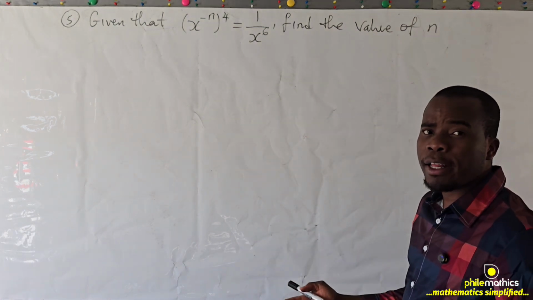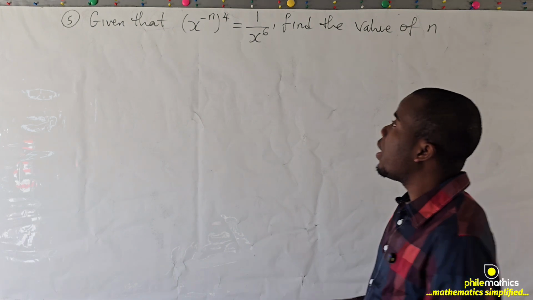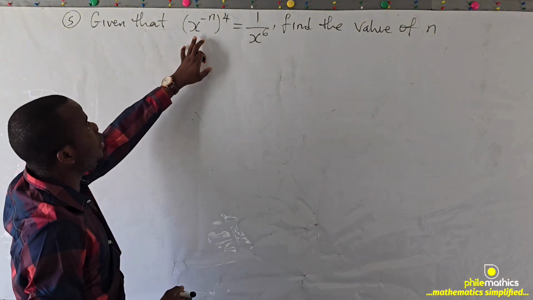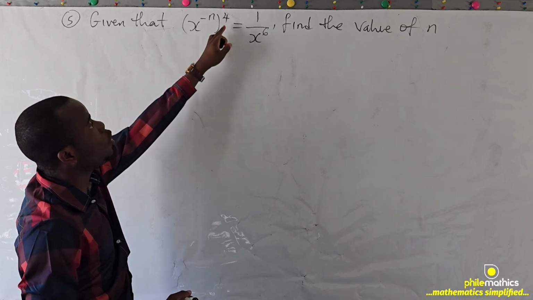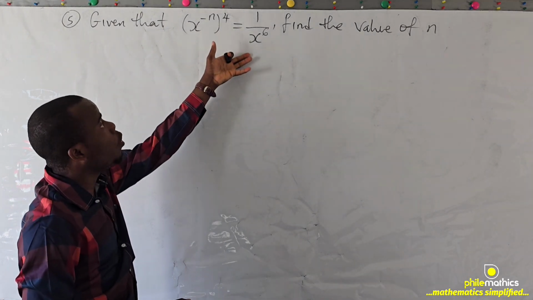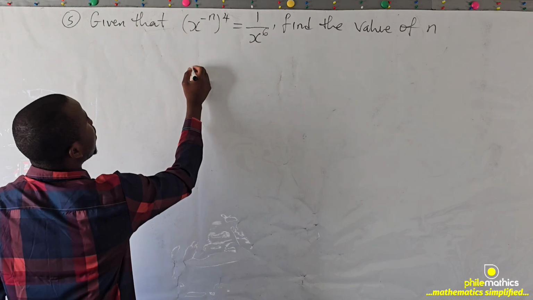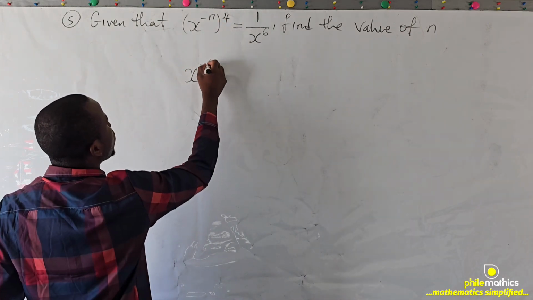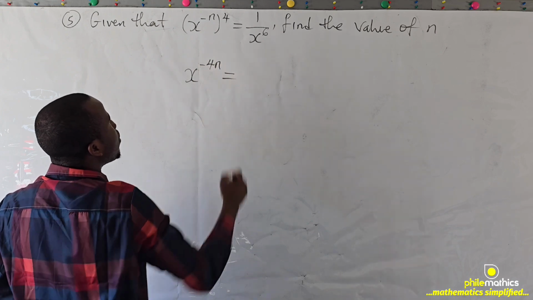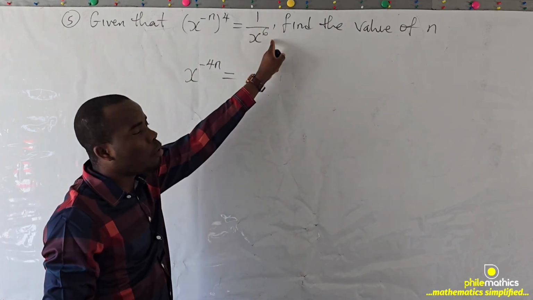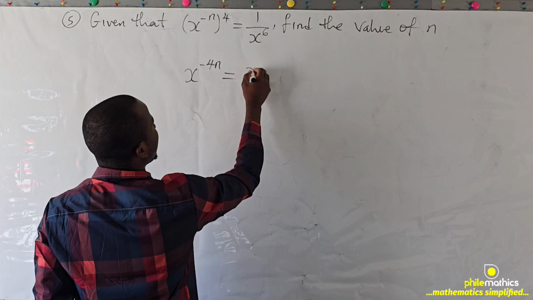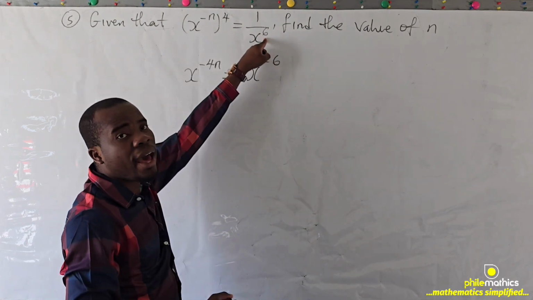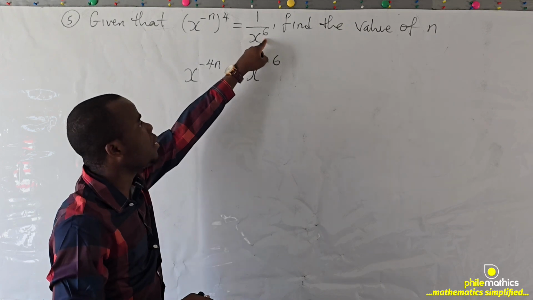We simply apply the laws of indices here. If an index is raised to another power, we use the product law, such that this will be s to the power of minus n times 4, which is minus 4n. And we can also rewrite the right side, from laws of indices, as s to the power of minus 6. So this and this are equivalent ways of writing the same thing.